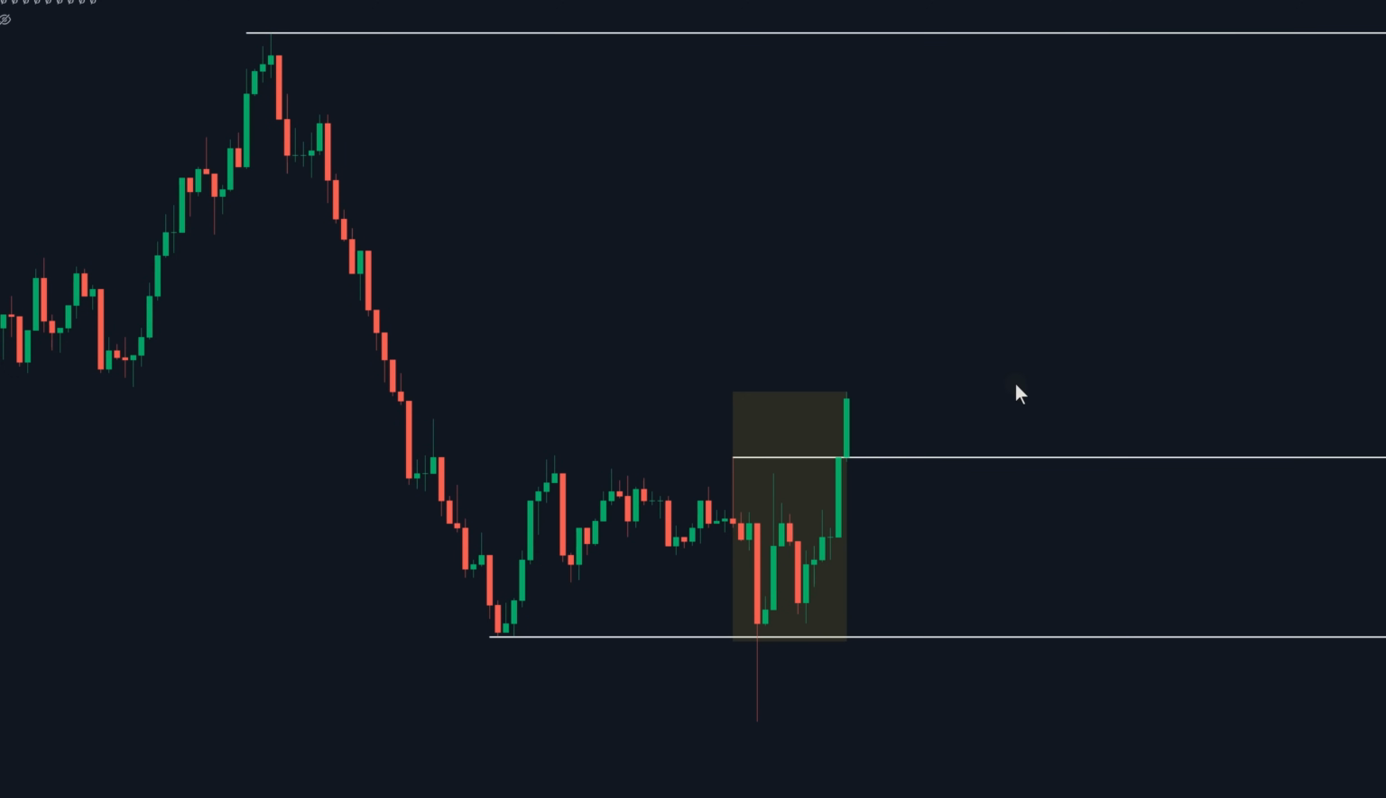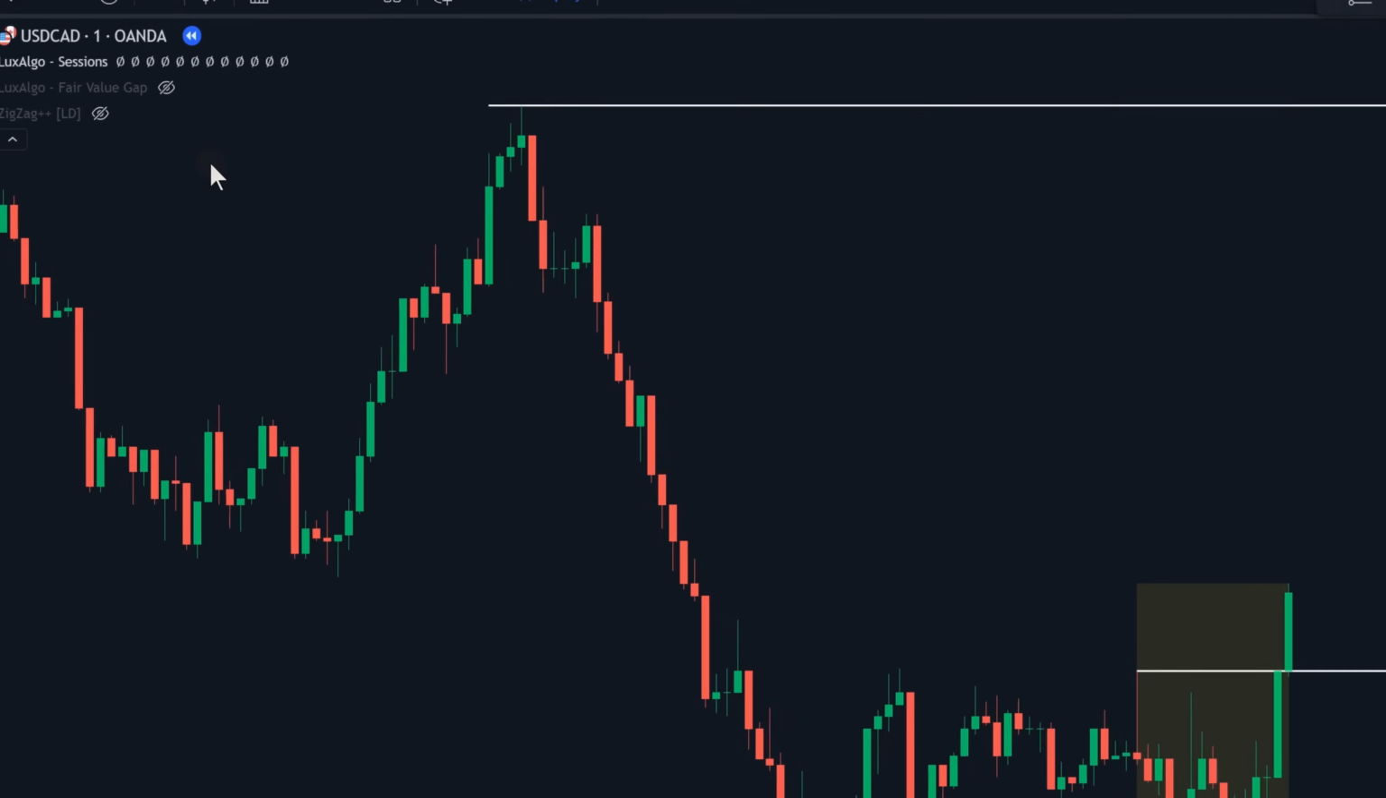Now, the fifth and last condition is for us to identify the most recent fair value gap and then set a buy limit order just above the fair value gap and wait for the price to retest the gap, activating our entry. Now, you may be thinking, and how do we identify a fair value gap?